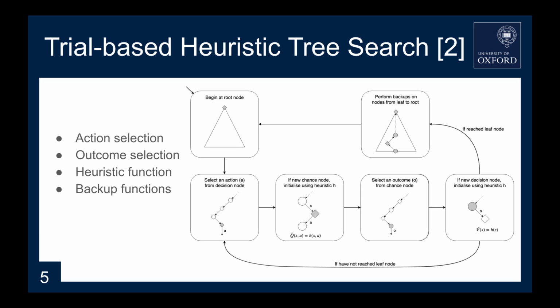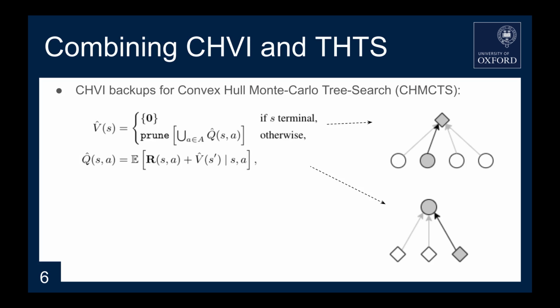As an example for single-objective problems, these backup functions could be the Bellman backup functions, but they could also just compute a sample average. To arrive at convex hull Monte-Carlo tree search, we use the convex hull value iteration backup functions as the backup functions in our trial-based heuristic tree search. We should note that to perform these backups, the standard scalar value estimate needs to be replaced with a Pareto front value estimate.